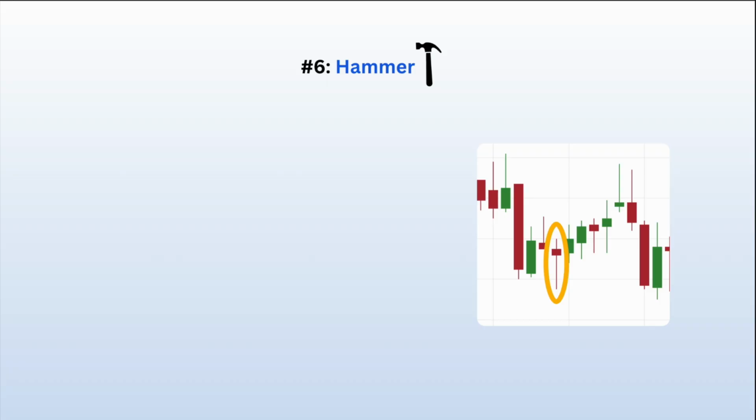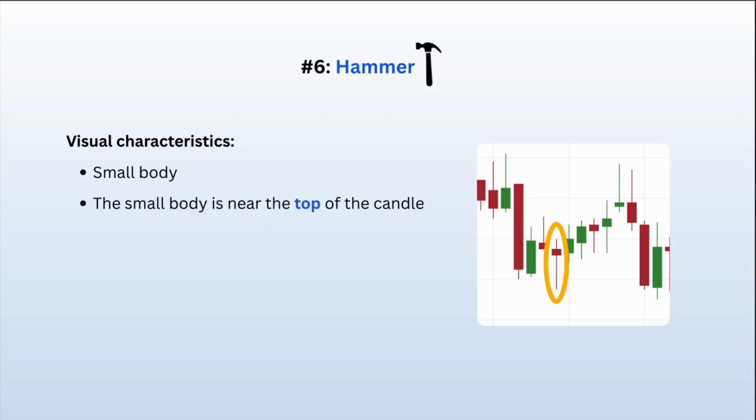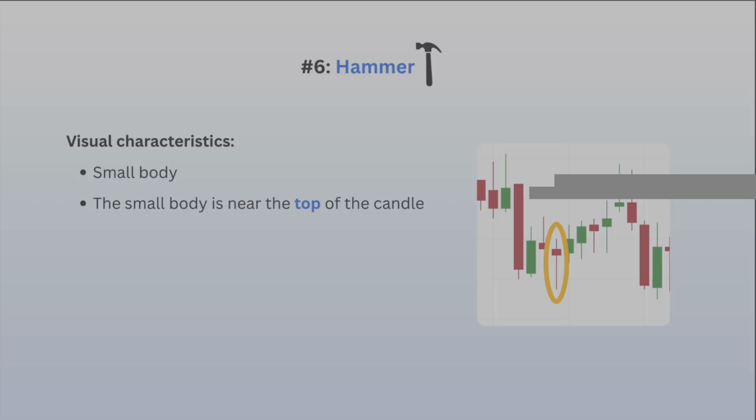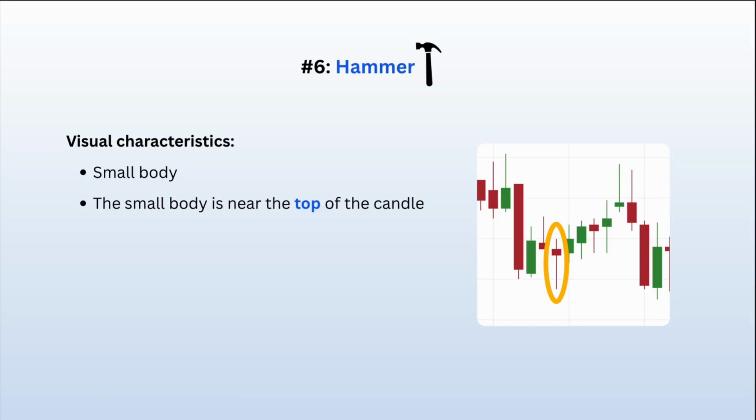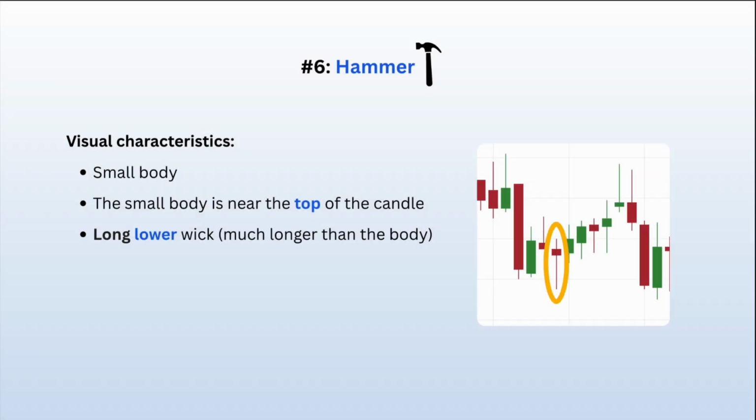Candlestick number 6, the hammer candlestick. You can recognize this candlestick because it has a small body. So just like the shooting star, this one also has a compressed rectangle. But the difference is that the small body with the hammer is near the top of the candle, not near the center and not near the bottom, where it has a long lower wick, which is much longer than the body, and usually it has a very short upper wick.